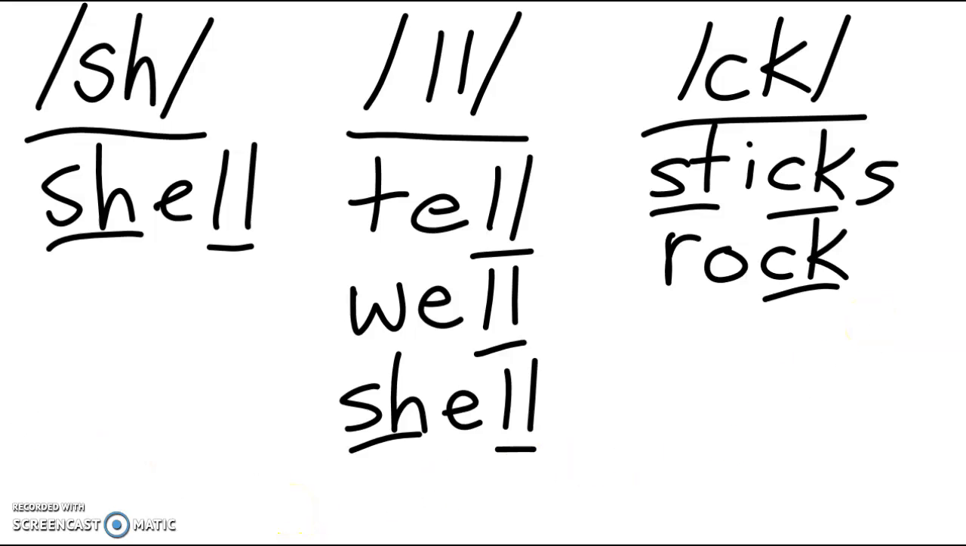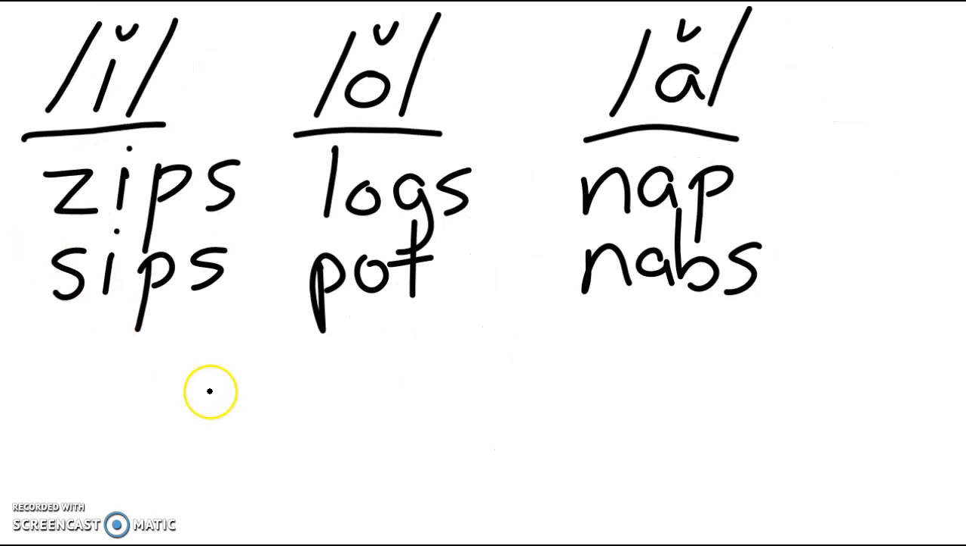Ooh, lots of good rhyming words. And these ones are super easy for you. They are short i, short o, and short a words. Ready, begin. Zips, sips, logs, pot, nap, nabs. Your turn.